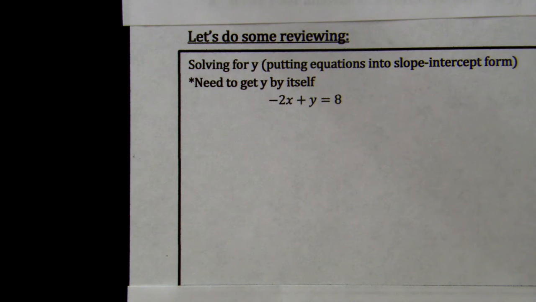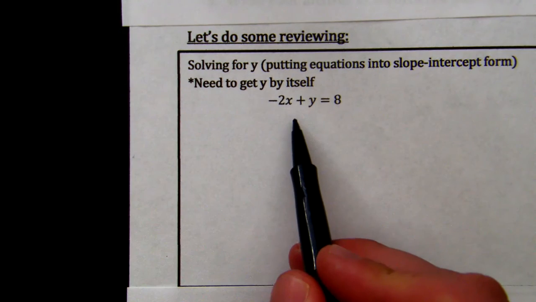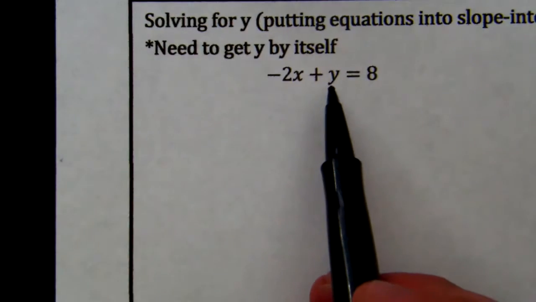All right, reviewing solving for y, meaning putting equations into slope-intercept form. This is going to be important for that first step of solving systems of linear equations by substitution. We got to make sure we solve for y. So just a review here, we want to make sure that we get y by itself.